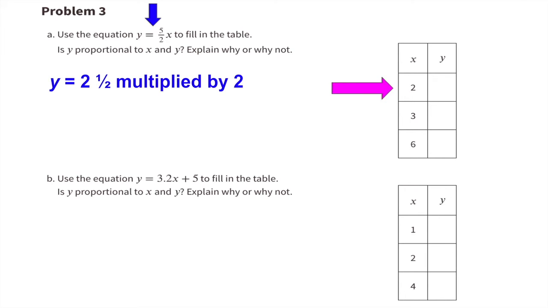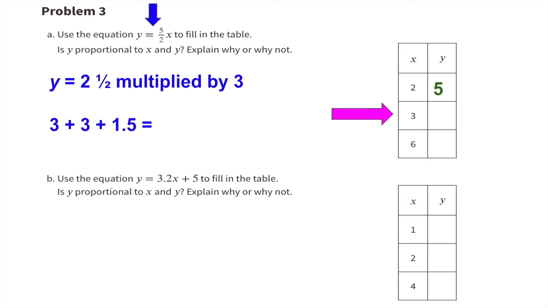When x is 2, it's the same thing as y equals 2.5 multiplied by 2. And 2.5 multiplied by 2 is the same thing as 2 plus 2 plus half of 2, or 1. So 2 plus 2 plus 1 is 5.